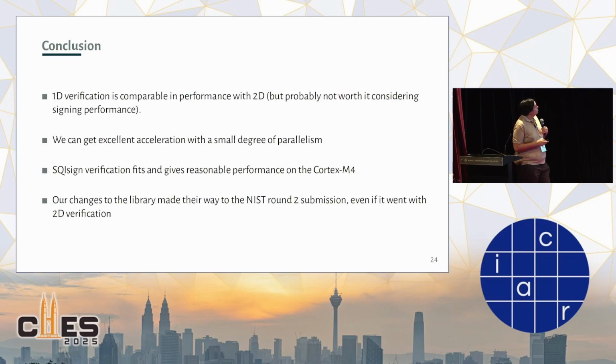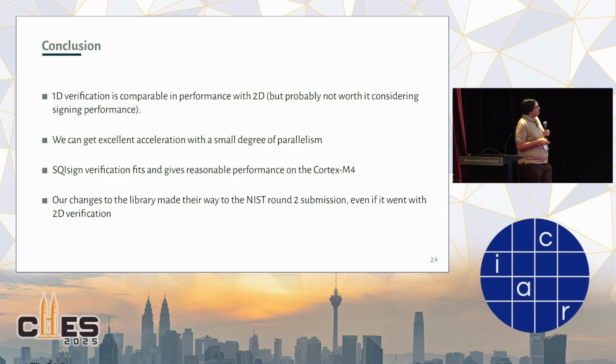All right, so to conclude, we found that 1D verification is comparable in performance with 2D. Although if you take into account signing, it might not be worth considering so much. However, we do get excellent acceleration for 1D using a small degree of parallelism. And then on the other hand, SkiSign verification does fit in the Cortex-M4, and it gives reasonable performance results.